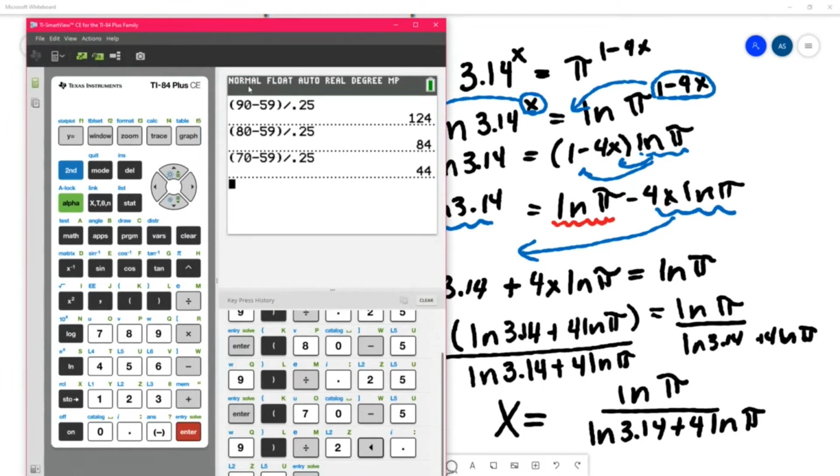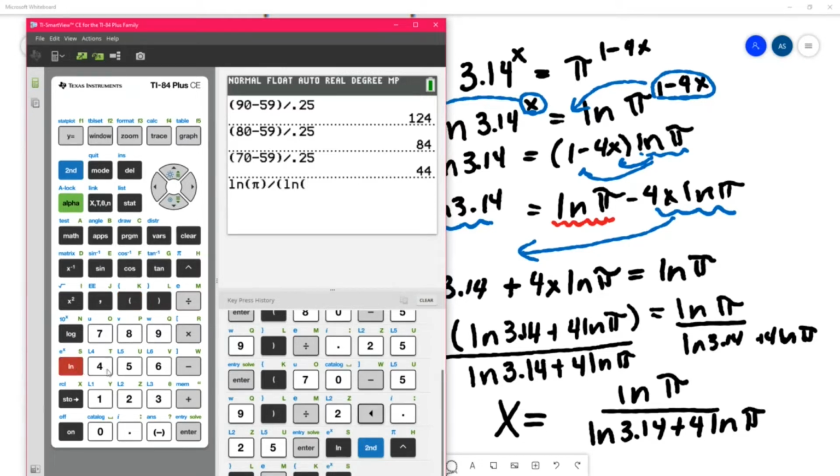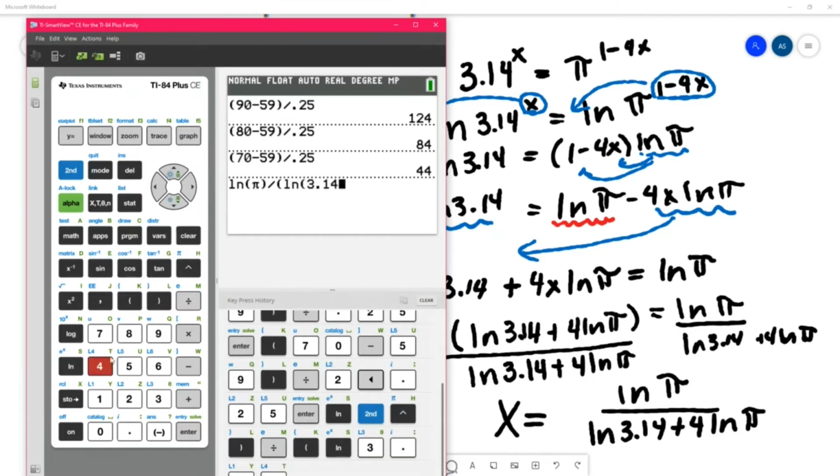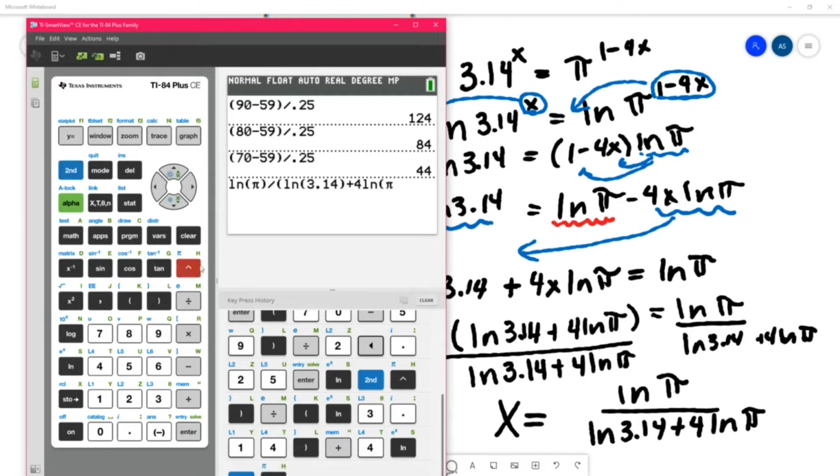So let's see. Got natural log, and where's pi? Pi is right here. So I'll hit second and the caret key to get pi. Divided by, and I need parentheses around my denominator. Parentheses natural log of 3.14, close parentheses for that log, plus 4 natural log of pi, close parenthesis for the log, and close parenthesis for the denominator.